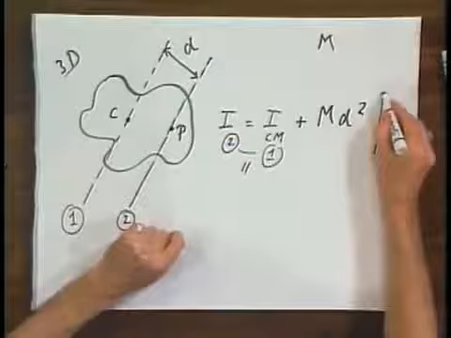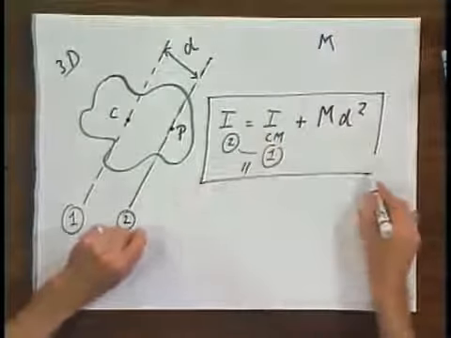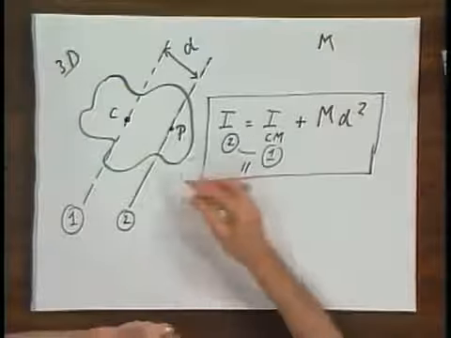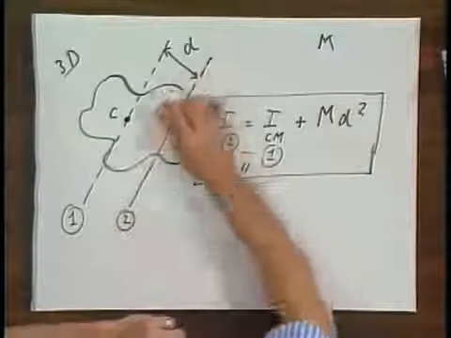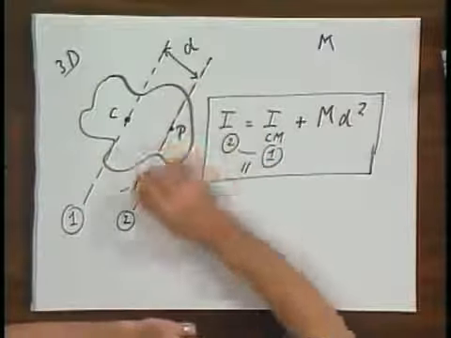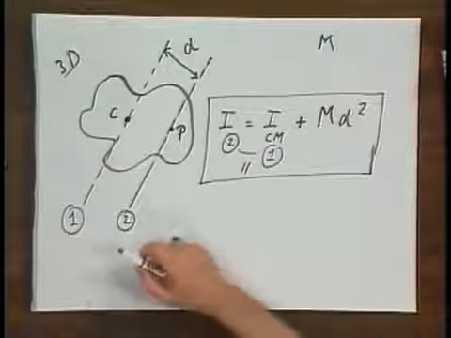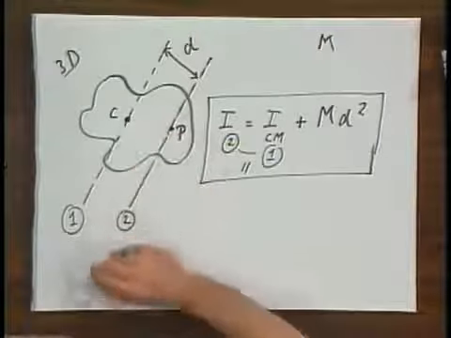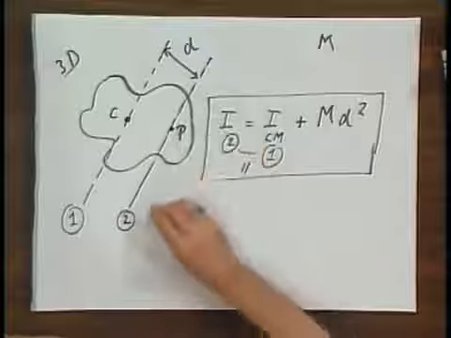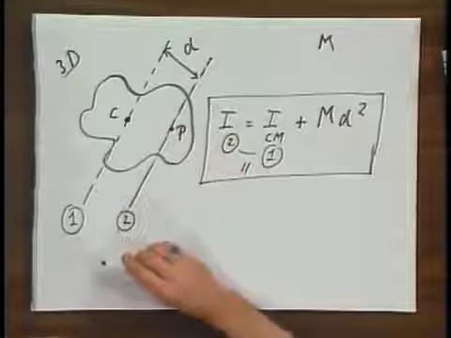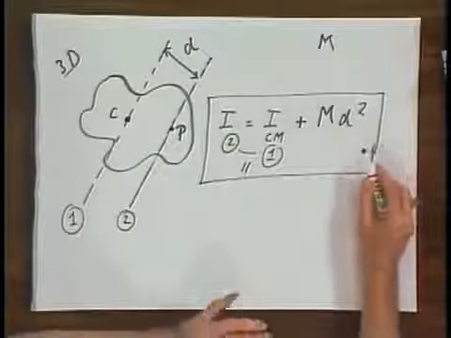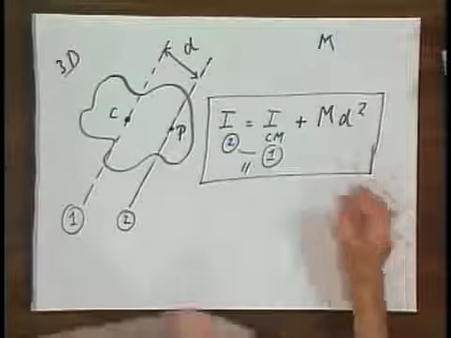Very powerful theorem. Because very often you find in tables moments of inertia about centers of mass, because they are often axes of symmetry, like cylinders and rods and spheres. But now you can rotate about an axis which doesn't go through the center of mass, and then this parallel axis theorem is very, very powerful.